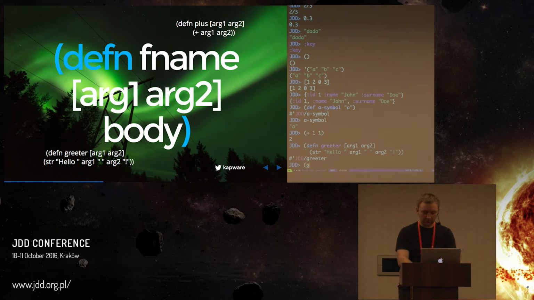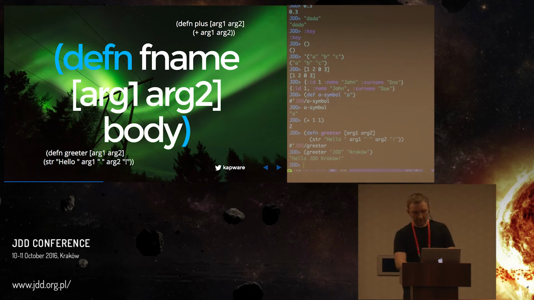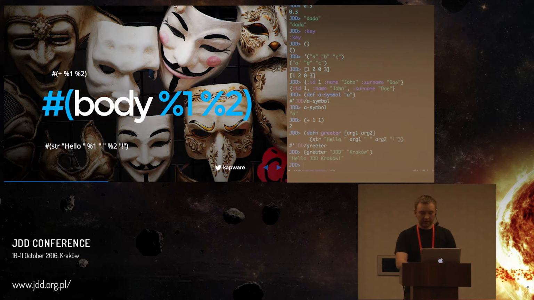So now we can call it like any other function. As I said, there goes the function name in the call. Then go the arguments. So I'm going to use JDD to get hello JDD Krakow. Okay, and of course we can define functions in other ways, like anonymous functions without names. Then the arguments are inline in this case.